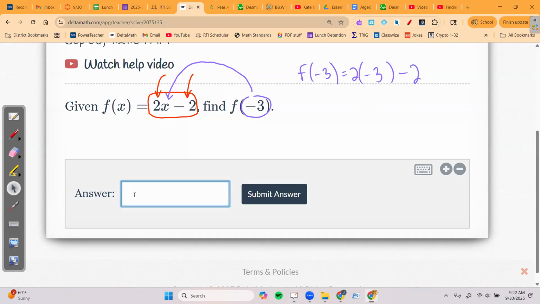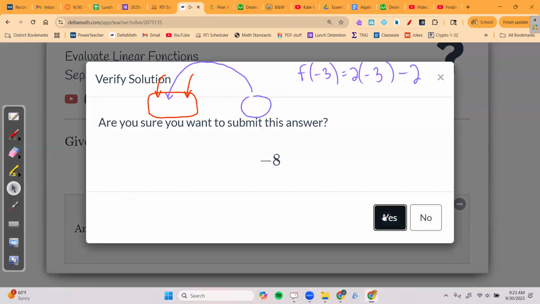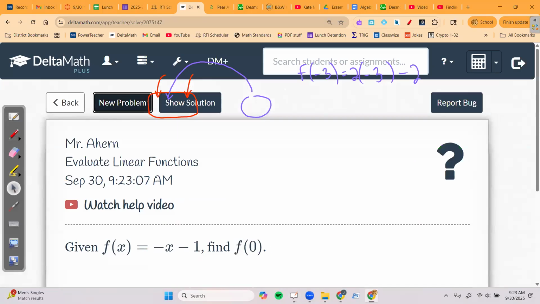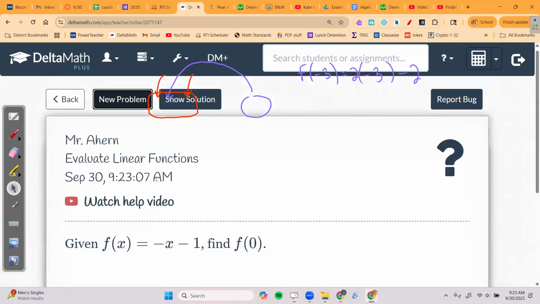I'm just going to go down here to the box and I'm going to type in -8. And that means that my input of -3 yielded an output of -8. And then I click submit and I get my little green check mark and I go again, rinse and repeat. How about this one?